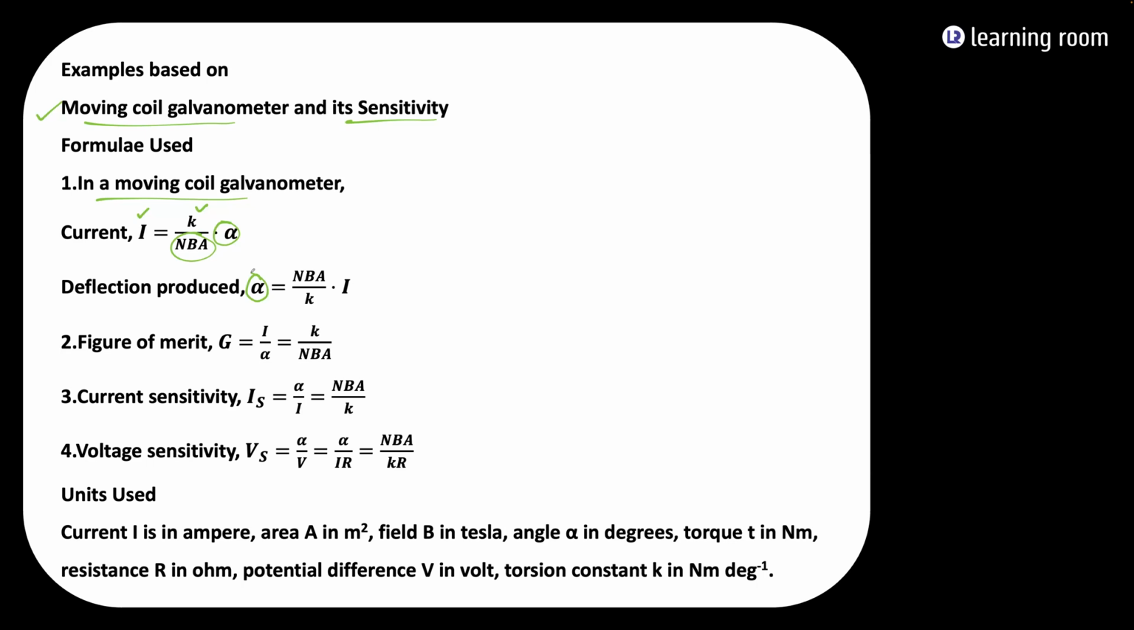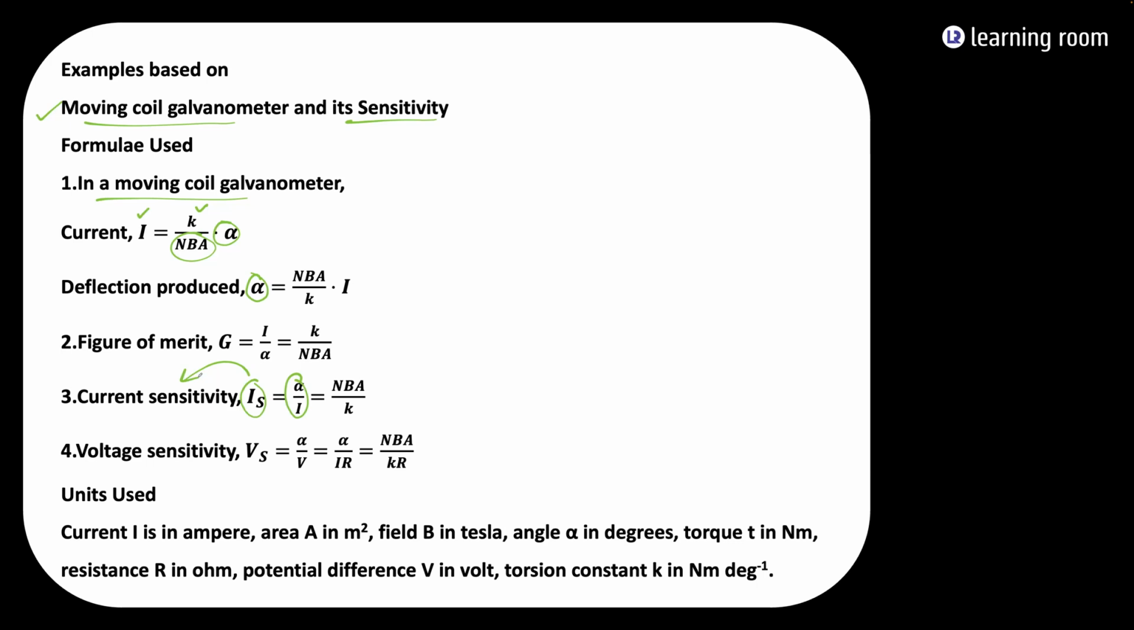Now, if you make this alpha by I, it is going to be NBA divided by K. This alpha by I has a name called current sensitivity. So alpha by I is equal to NBA divided by K, which is also called current sensitivity. The reciprocal of current sensitivity is called figure of merit, which is I divided by alpha, which is K divided by NBA. Am I clear with this?